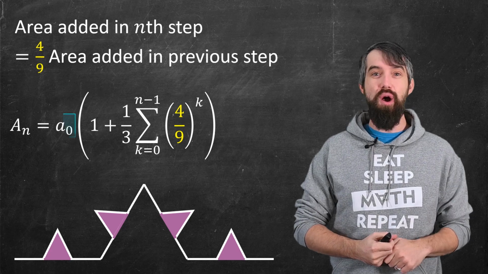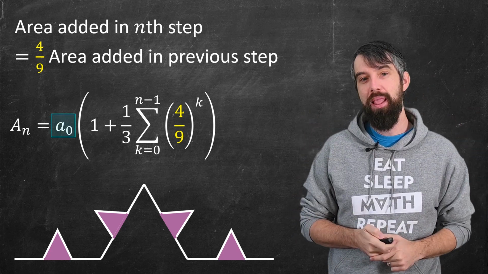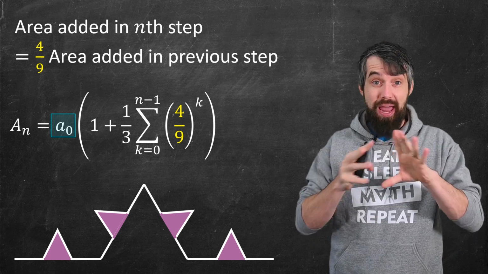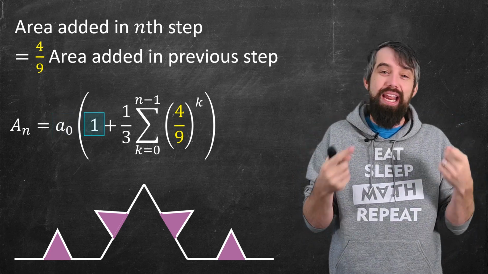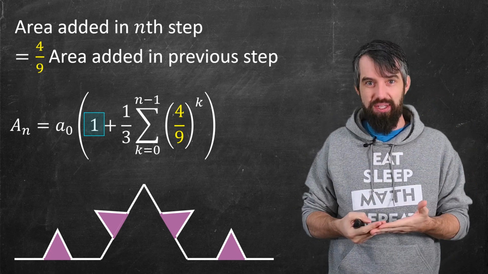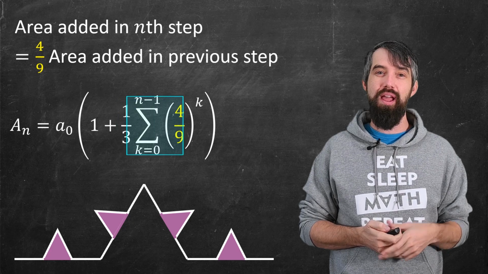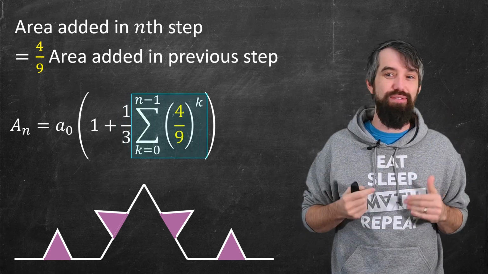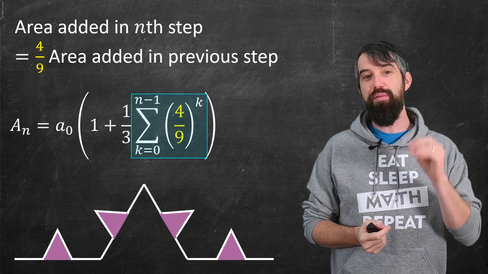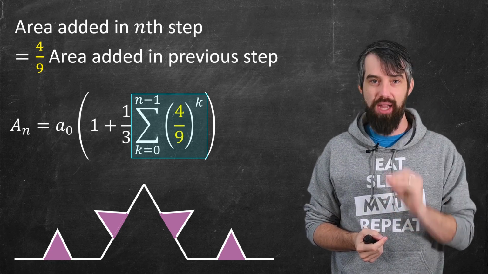Out the front is the a naught. This is the area of your original triangle, just some fixed number. Maybe it's just 1. Then I multiply by 1 to say, well, I have that first triangle, but the next thing I'm going to be doing was adding 3 triangles of length 1/9, and that was why I have this 1/3 stuck up the front. Everything else in this infinite sum says for every iteration after that, k, 0 all the way up to n-1, I'm going to be adding 4/9 the area of the previous step every single time.